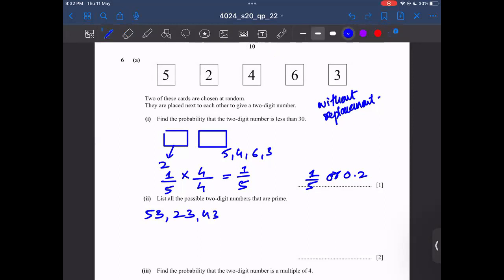We can do the process again. 64, 62, 65, 63. None of these are prime numbers. All right. Let's do this process again. 36, 34, 32, 35. None of these are prime numbers. So we have got 3 prime numbers, 23, 43, and 53. We'll just list down all these prime numbers.